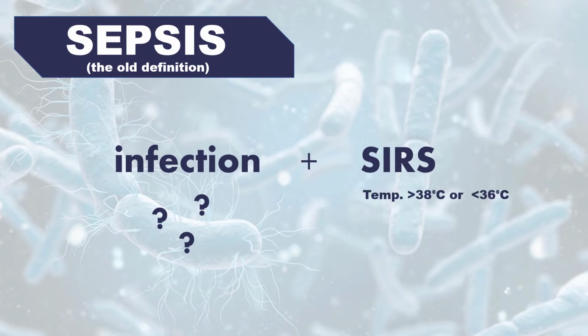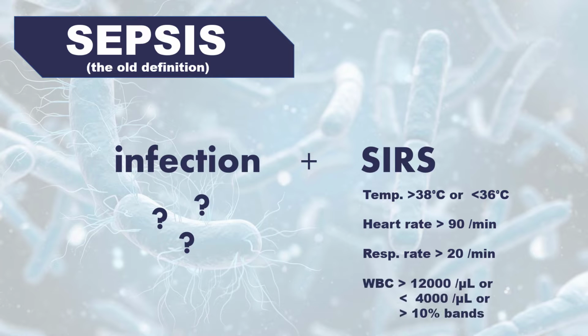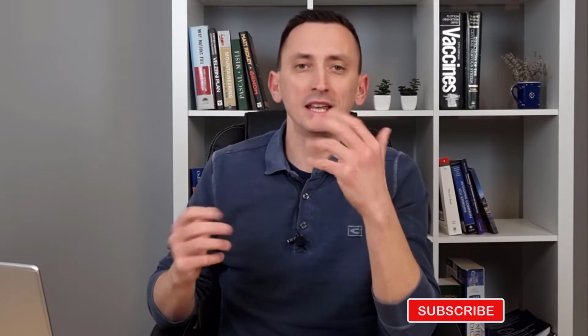Temperature above 38 degrees Celsius or below 36, heart rate above 90, respiratory rate above 20, and leukocyte count above 12 or below 4. So, if your patient with a suspected infection had at least 2 out of these 4 criteria, this was sepsis. Simple, right? Well, the thing is, if you have any experience as a medical professional, you will notice a glaring problem, as I did when I first set my eyes on these criteria.